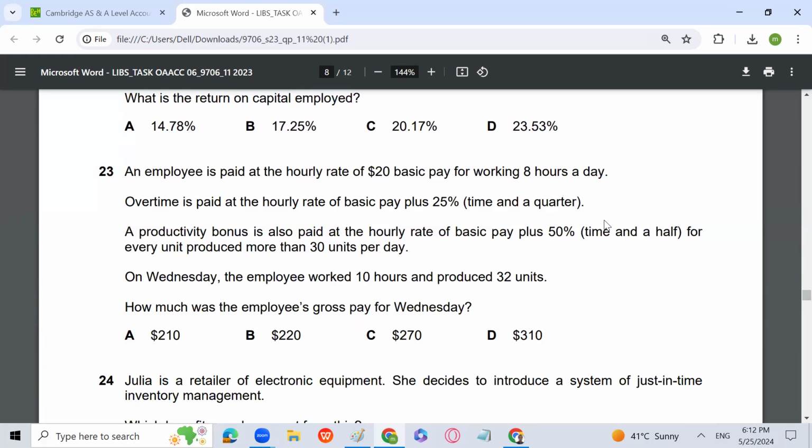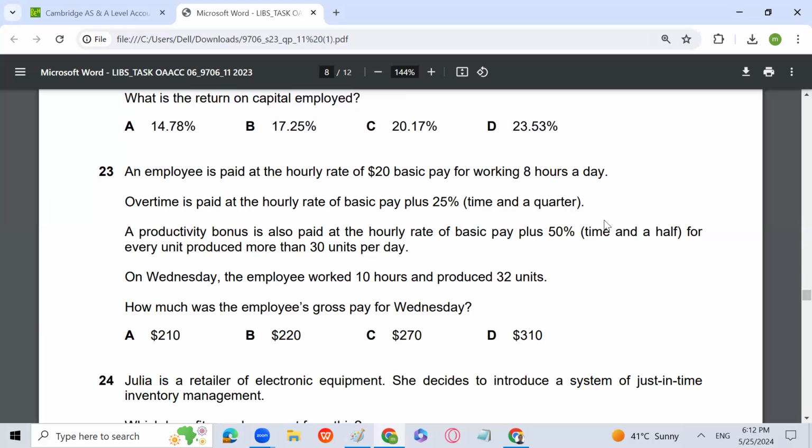$25 will be paid if you work more than 8 hours a day. A productivity bonus is also paid at the hourly rate of basic pay plus 50% time and a half for every unit produced more than 30 units per day. So if you are producing more than 30 units per day, you will be paid an extra bonus at the hourly rate of basic pay plus 50% time and a half for every unit produced more than 30 units per day.